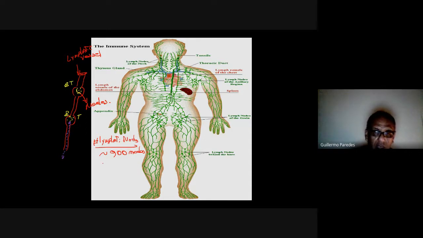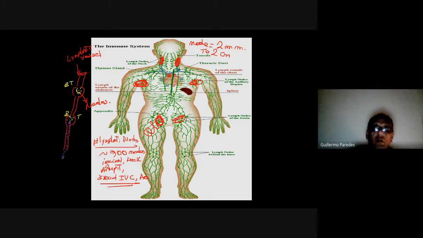These 900 nodes are mostly located in the inguinal area. They are also in the neck, in the armpit, at all the flexures of your body, and around the IVC and the aorta. So mostly they are located in the armpit, the inguinal area, and the neck. A node measures about 2 millimeters in diameter, and it can reach about 2 centimeters in diameter.